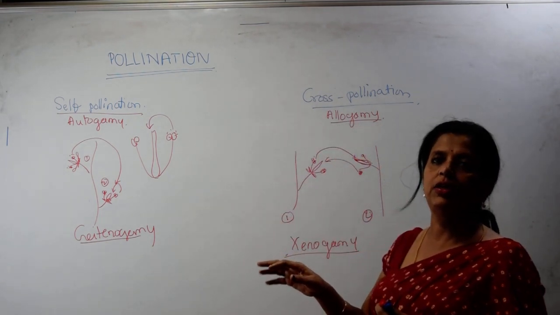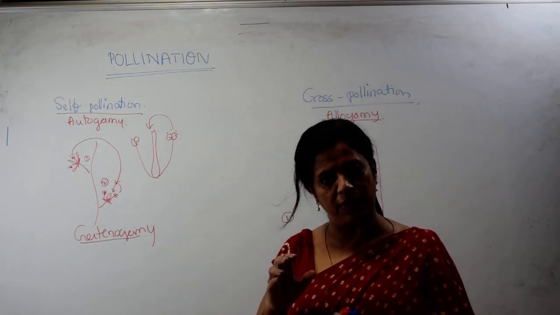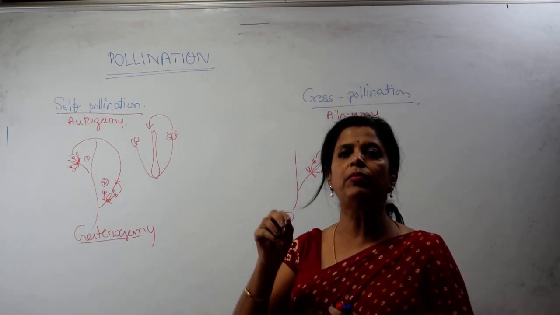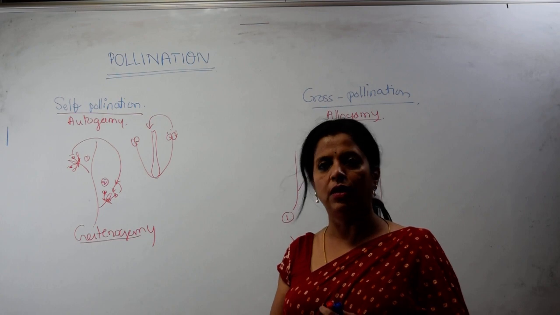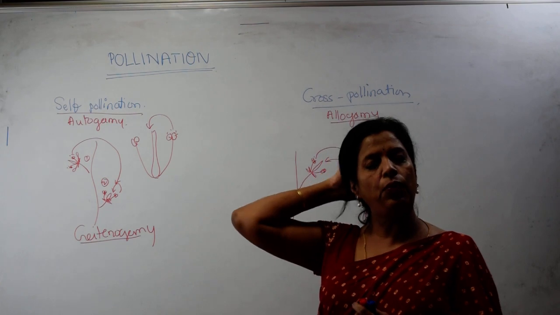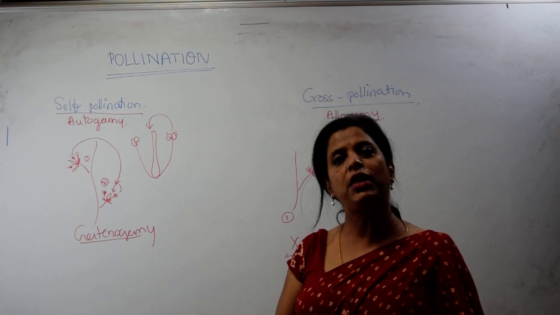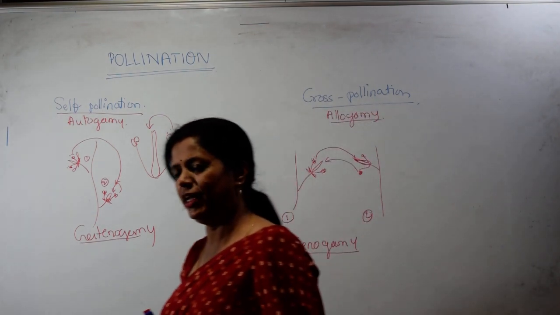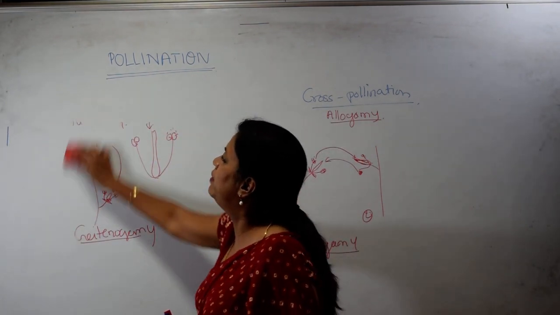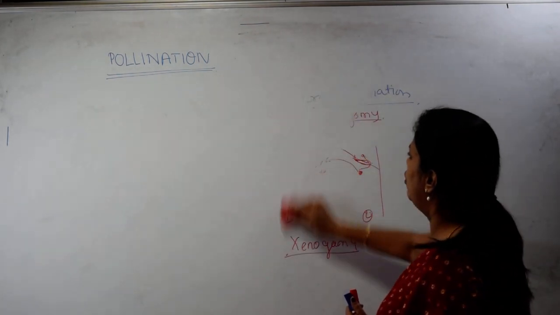So self pollination is transferring the pollen grain from the anther to the stigma of the same flower. Cross pollination is transferring the pollen grain from the anther to the stigma of another flower, right? Then xenogamy and geitonogamy you learned. Now we will learn the characteristics of self-pollinating plants and cross-pollinating plants. If you understand that, then you can easily analyze why some flowers are colorless, why some flowers are without any smell or perfume, all that, right?